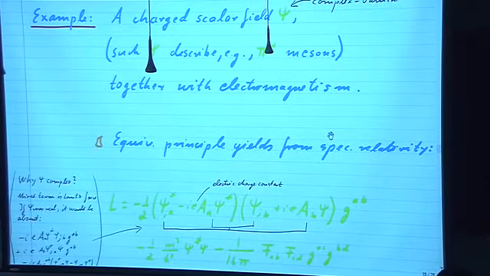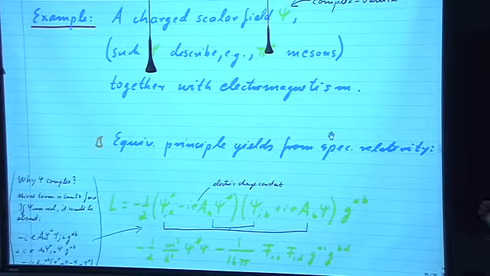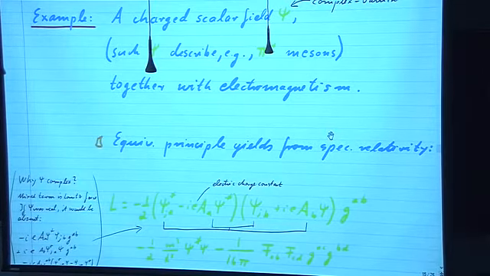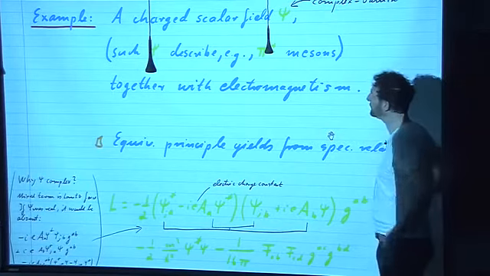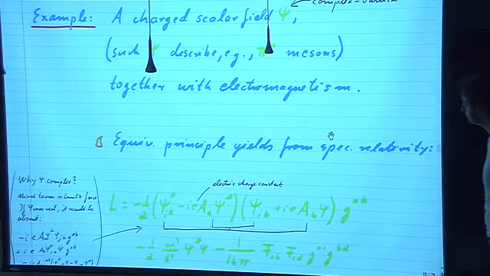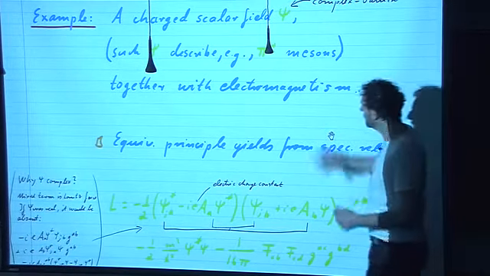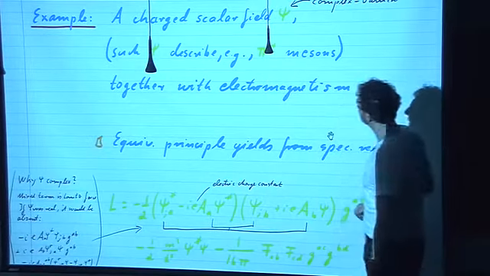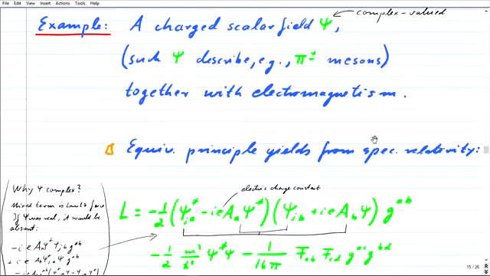Now let's couple electromagnetism to a scalar field. We don't do spinors just yet, so let's just couple electromagnetism to a charged scalar field. For example, pi plus or pi minus mesons would describe charged scalar fields. And then how do we couple them to electromagnetism?